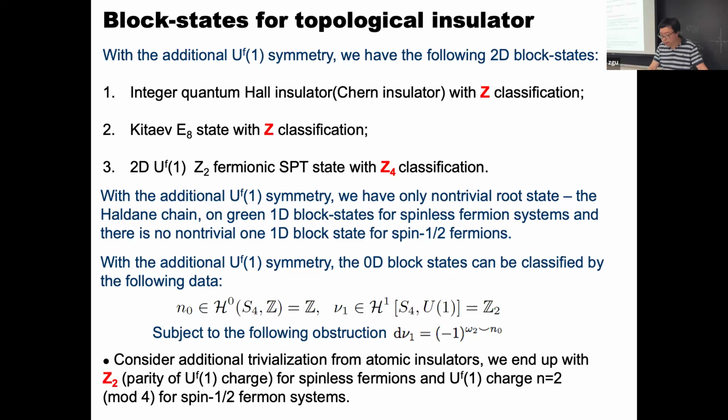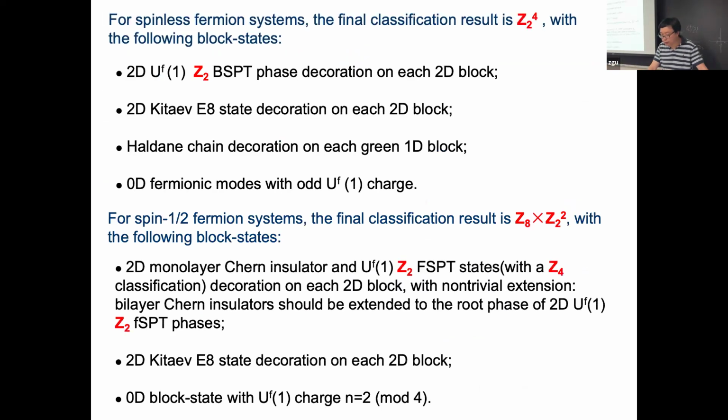In this example for TD, there's a Z2 2D block state. But I think it's already late. And for a spin one half system, we get this Z8 times Z2 squared, with the following root phases. So here we get some Z2, here Z2, and here we get Z8. But here we get 4 Z2. So that's it. All this calculation is a little bit tedious, but it's straightforward.